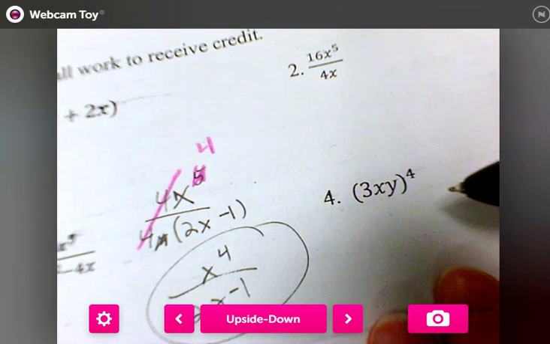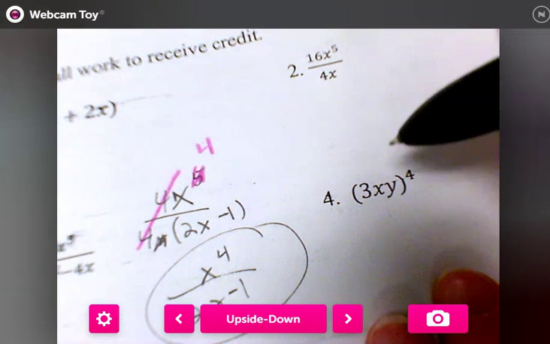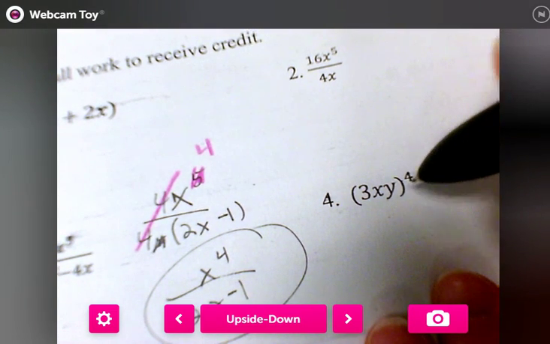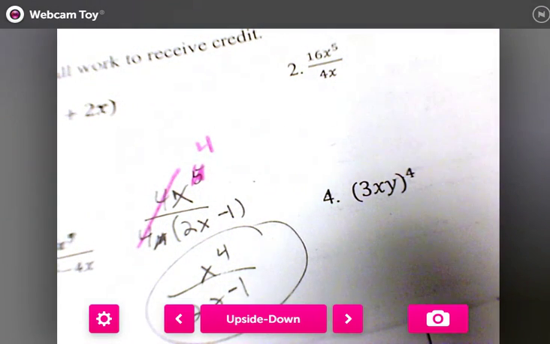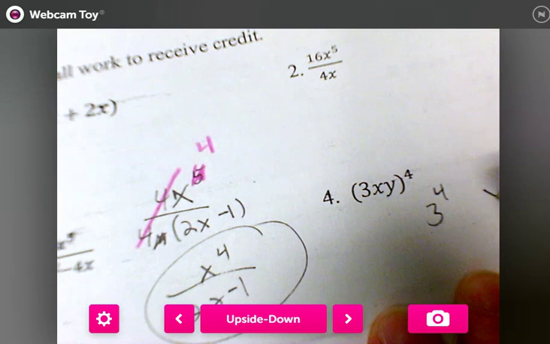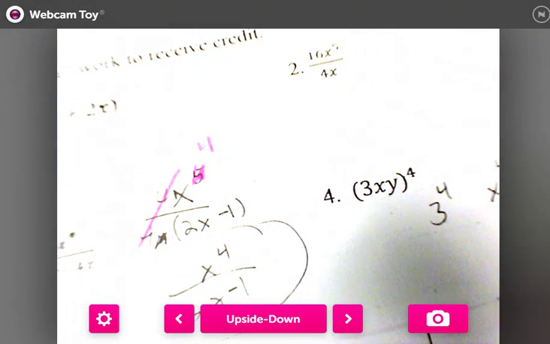If we're looking at number 4 right here, see this little 4 on the outside? It means each one of these is taken to the 4th. It was one of the most common mistakes on this quiz. But it's 3 to the 4th, x to the 4th, y to the 4th. Okay? And then 3 times 3 is? 9. 9 times 3 is? 27 times 3. What's 27 times 3, guys?